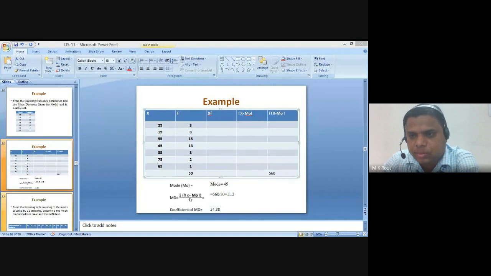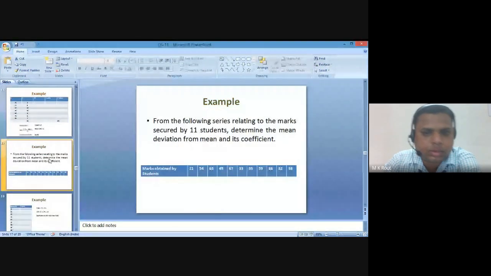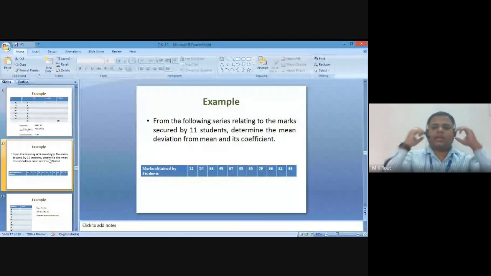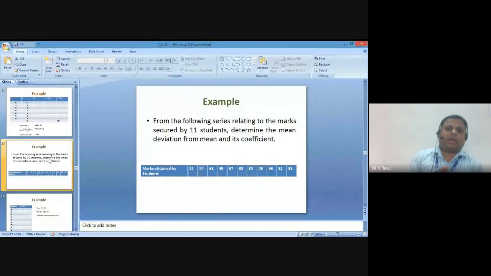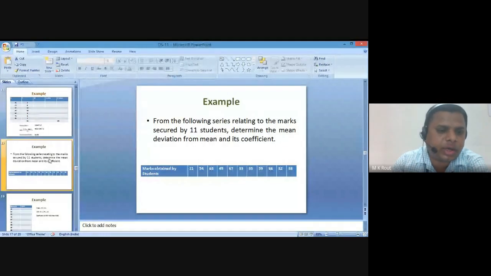Okay. Moving to the next one. From the following series relating to the marks secured by 11 students, determine the mean deviation from mean and its coefficient. This is one type of probable question which appears in the semester examinations. In the old syllabus it appeared. So which type of data is it? Anyone? Individual series. This one belongs to your individual series.